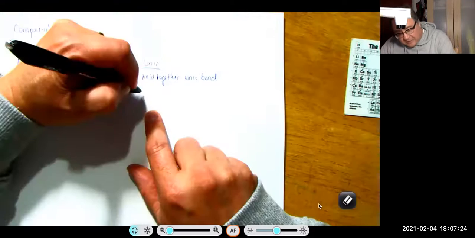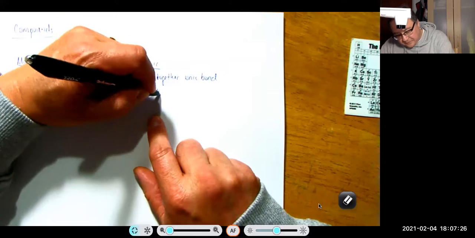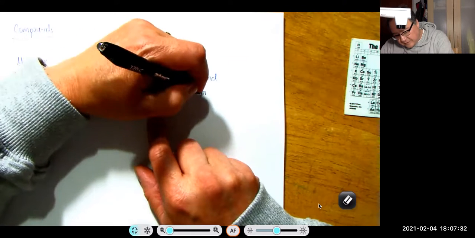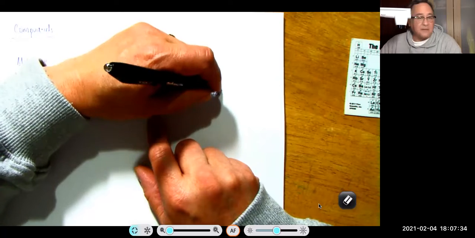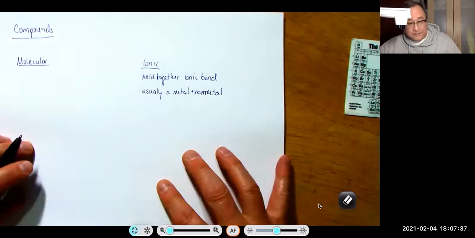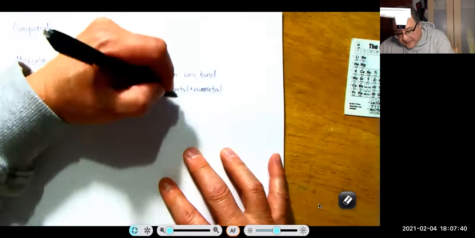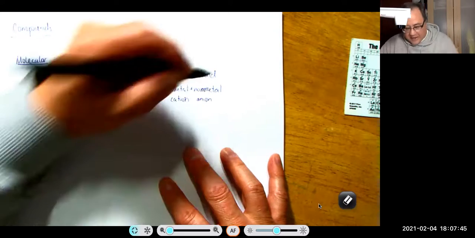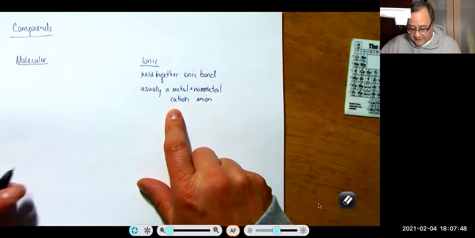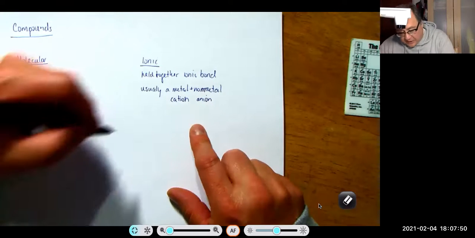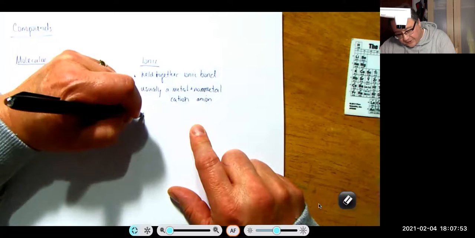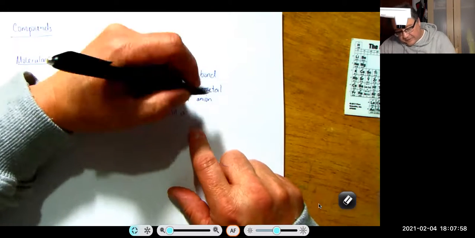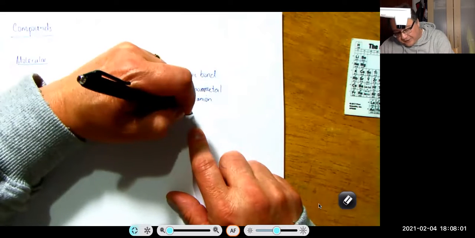They're usually a metal and a non-metal. And of course, I'm talking about elements. The metal is going to be a cation, and the non-metal is an anion. Cation simply means a positively charged ion. Anion means a negatively charged ion. The smallest unit is the ions.